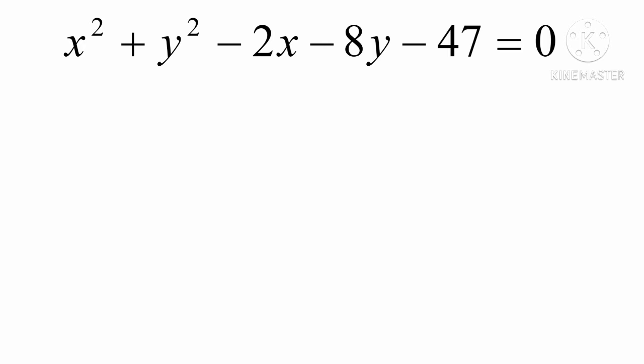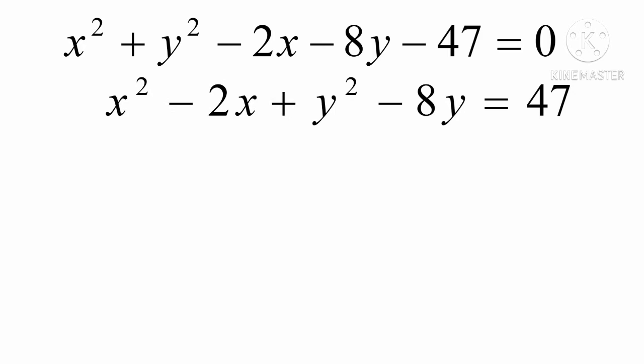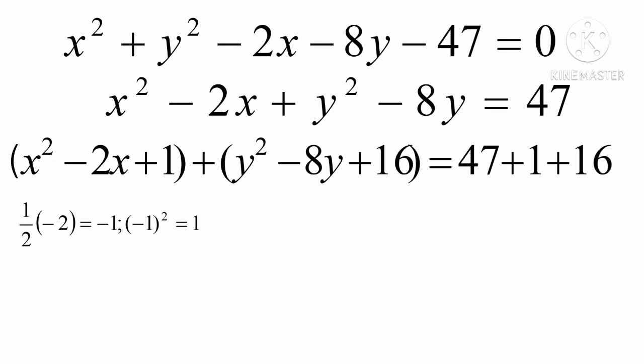Now from the general equation of a circle, x^2 + y^2 - 2x - 8y - 47 = 0, we will transform it into the standard form of the equation of a circle so we can get the center and radius. With that, we combine the like variables: x^2 - 2x and then y^2 - 8y equal to 47. So to get the perfect trinomial, 1/2 times -2 is equal to -1. And then multiply by itself, -1 times -1, so we have positive 1. So you will add positive 1 to x^2 - 2x, and if you add positive 1 on the right side, you will add also positive 1.